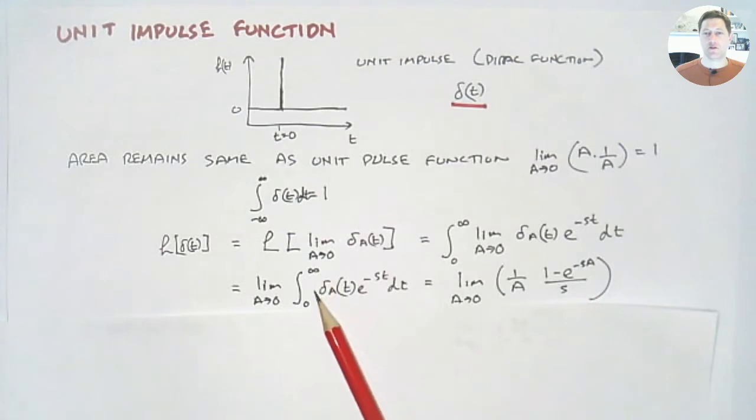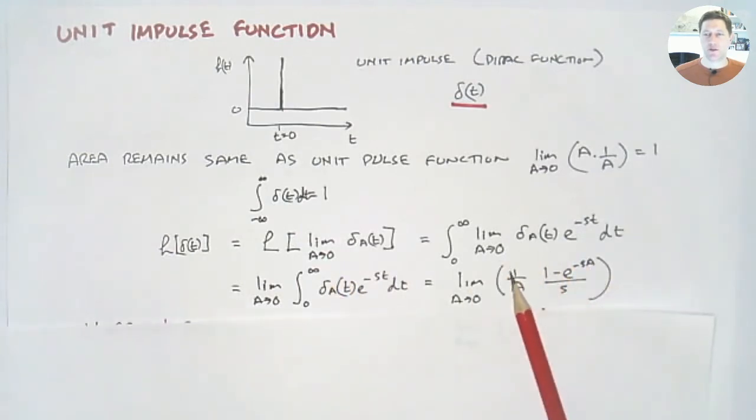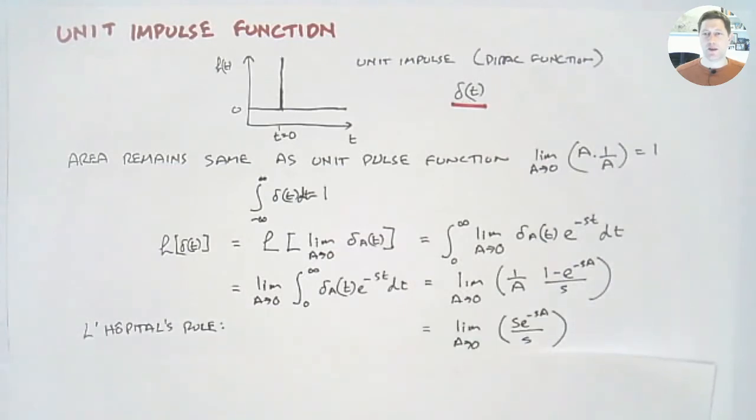So we can use the result that we know for the Laplace transform of the unit pulse function and substitute that in here. That's the result we found for the previous example for the unit pulse function, and then we just find the Laplace transform for the impulse function by taking the limit as a goes to 0.